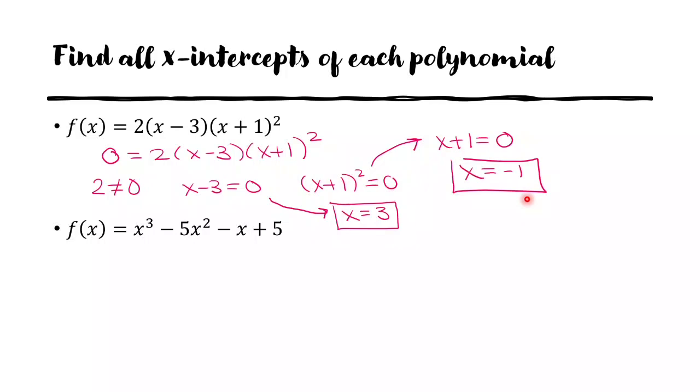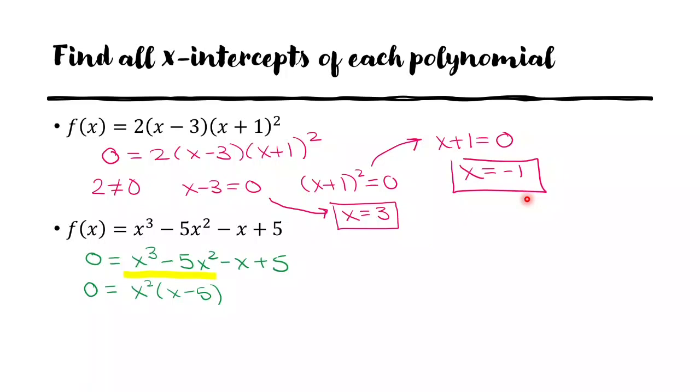Let's take a look at a second example. To find the x-intercepts, I'm going to plug in 0 for y. So I've got the equation 0 equals x to the third minus 5x squared minus x plus 5. First thing I'm going to do is see if I can factor this. There are 4 terms, so I'm going to try the factoring by grouping method.